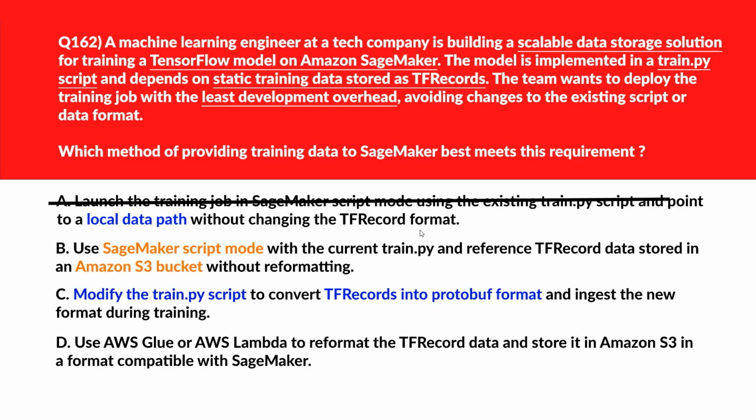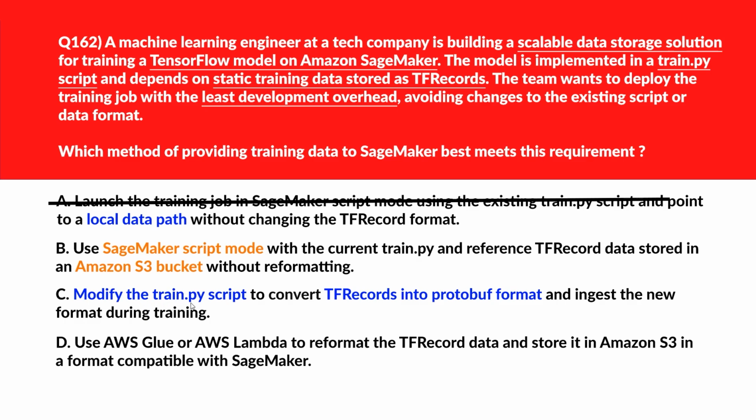B says use SageMaker script mode with the current train.py and reference TF record data stored in Amazon S3 bucket without reformatting. SageMaker script mode with S3 supports direct use of existing script and data format with minimal setup, that is least development overhead and no code changes. That's what is required. Let's keep it. We'll move to option C.